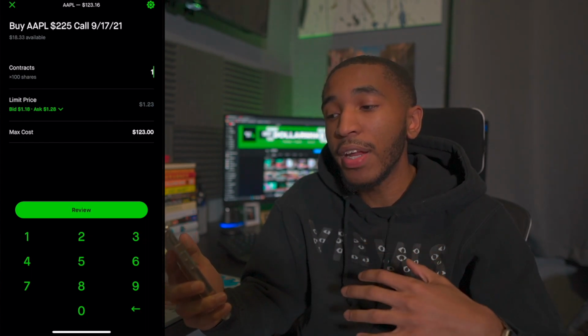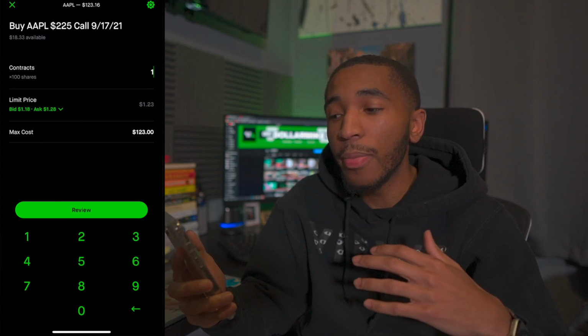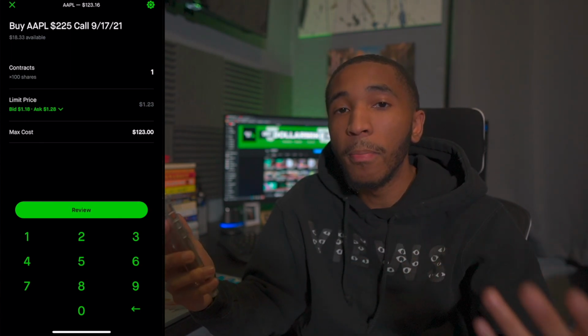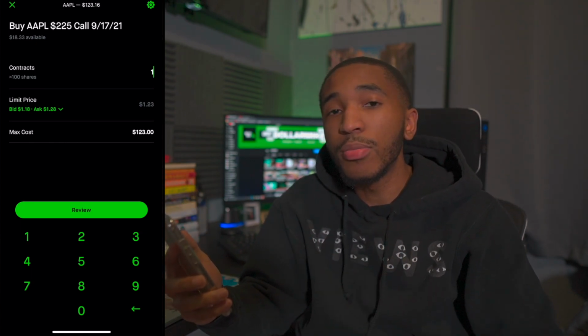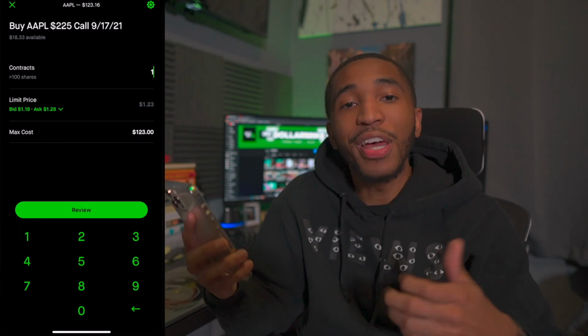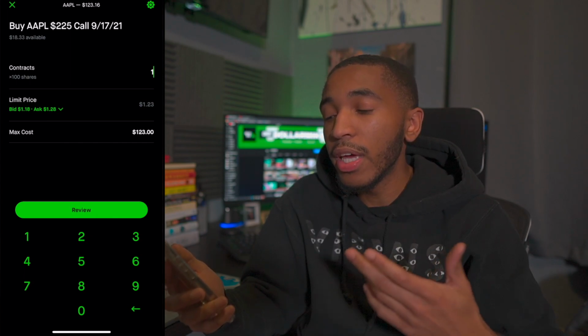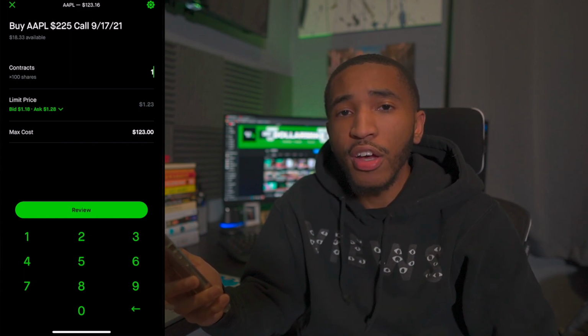So I'm basically betting that the stock price will go up and hopefully get past $225 by that date that I specified on the app, which is once again September 17th of 2021. And if I would like to buy one contract, then it would be a whopping $123, which isn't bad.